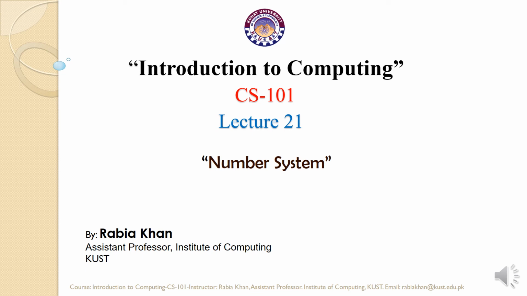The next number system is the binary number system. As the name indicates, it consists of a total of 2 digits, 0 and 1. It is also known as the computer's language. Everything that is entered in a computer is ultimately converted into the binary number system.